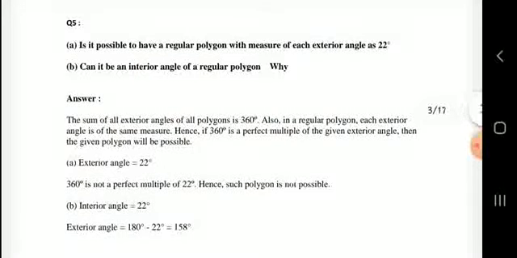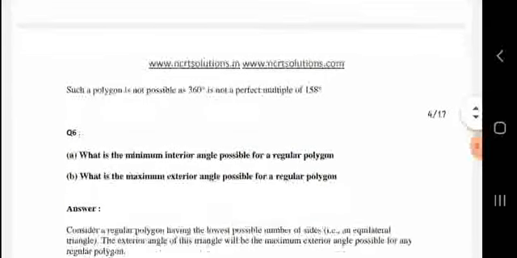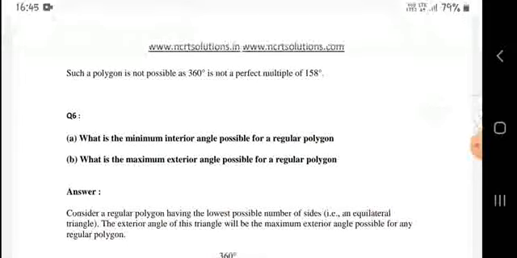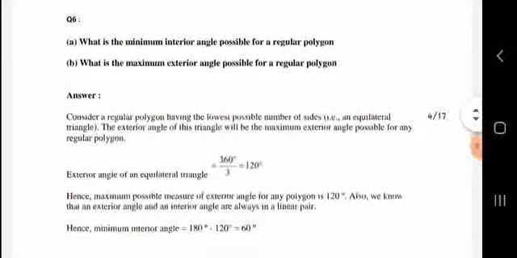Next, is it possible to have a regular polygon with each exterior angle measuring 22? 360 is not a perfect multiple of 22, so such a polygon is not possible. And if the interior angle is 22, the exterior angle is 180 minus 22, which is 158. Such a polygon is not possible, as 360 degrees is not a perfect multiple of 158. Therefore it is not correct.